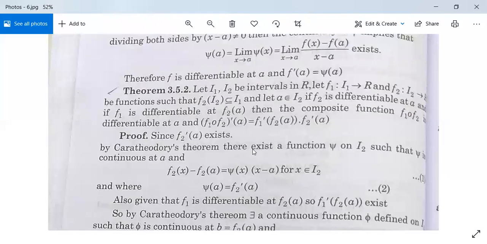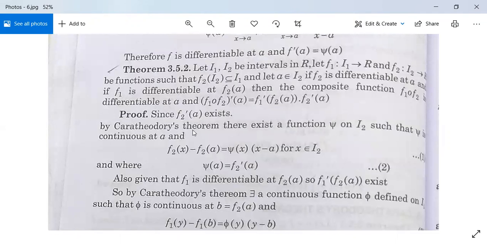इसका प्रूफ देखो, since f2 dash exists, ये लिख रहा है f2 is differentiable at a, so f2 dash exists. By Caratheodory's theorem, there exists a function psi on I2 such that psi is continuous at a, and f2x minus f2a is equal to psi x into x minus a for x in I. And psi a is equal to f2 dash a. Also, it is given that f1 is differentiable at f2a. ये दिया हुआ है f1 is differentiable at f2a. So f1 dash f2a exists. अब f2a एक एलिमेंट हो गया और f1 differentiable है, so f1 dash f2a exist करेगा.